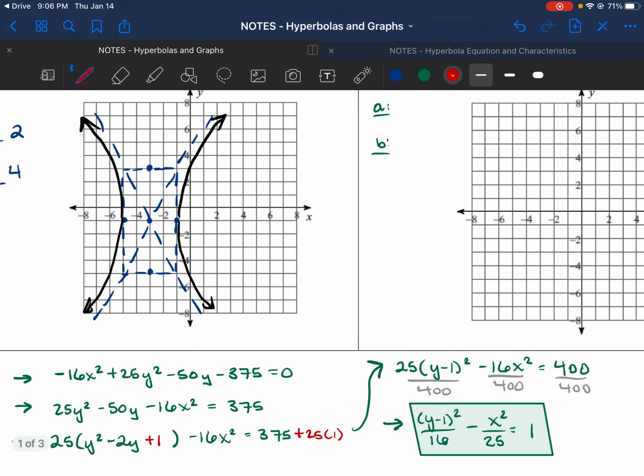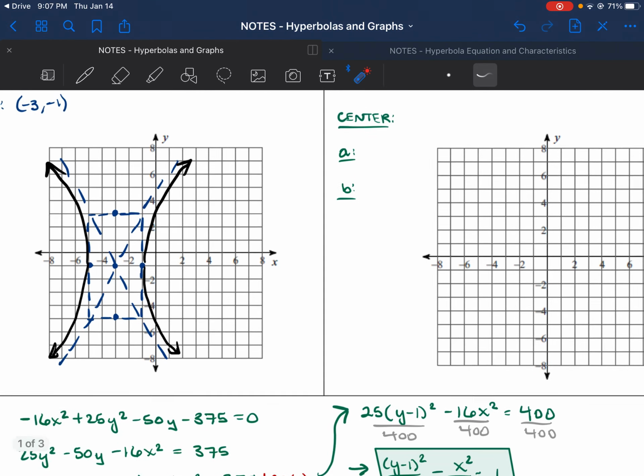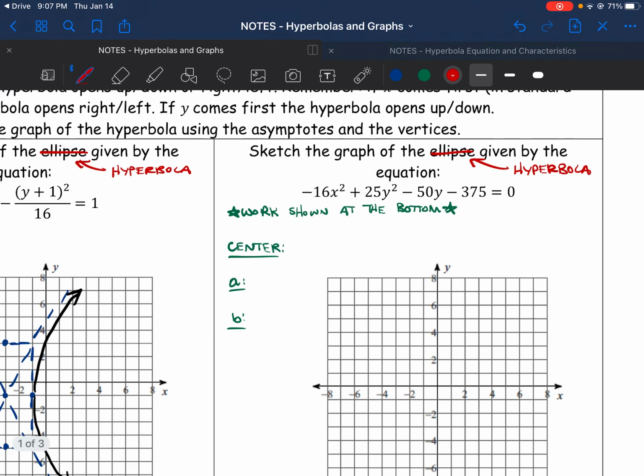Notice that after converting from general to standard form, we end up getting y minus 1 squared over 16 minus x squared over 25 equals 1. So I'm going to carry that over up here. So first thing I want to do is go ahead and identify if this is a hyperbola that opens up and down versus a hyperbola that opens left and right. Notice that the y variable comes first on the left. So this means this hyperbola is opening up and down.